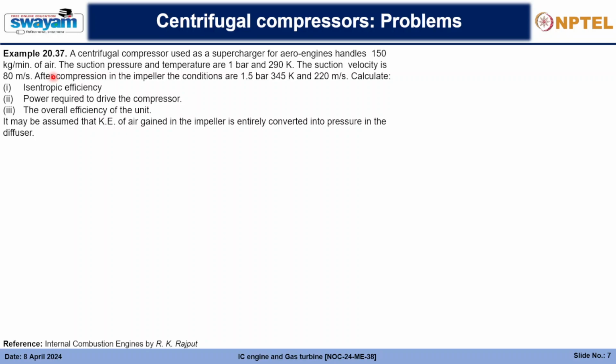So we are given the mass flow through the compressor, that is 150 kg per minute. That actually solves a lot of things. Then the suction pressure and the temperature at the inlet are given, so inlet conditions are given. The inlet velocity is also given. After the compression, the pressure, the temperature and the velocities all are given. So I think this is a very straightforward question, and we can solve this easily.